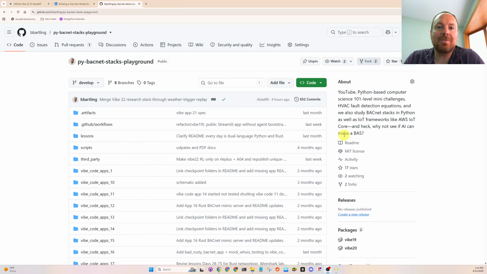This is Ben from Python BACnet Stacks Playground. This is like the majority of my fun work. I enjoy prototyping and using AI to see if ideas you have in mind are feasible, and you can do that really, really fast. I think it's getting faster and faster, which is kind of scary. But let me show you a little bit about what I mean by that.